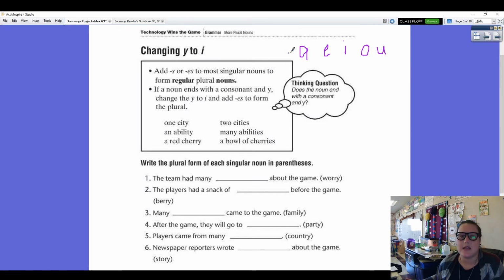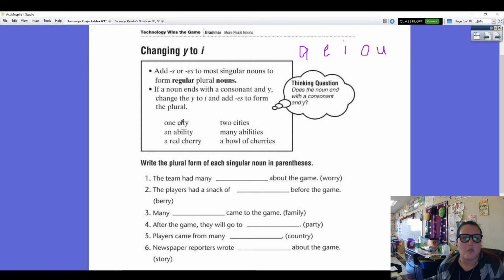So if one of these letters is before the Y, we don't change the Y to an I, we just simply add an S. If there's any other letter except for these right here, then we change the Y to an I and we add ES.